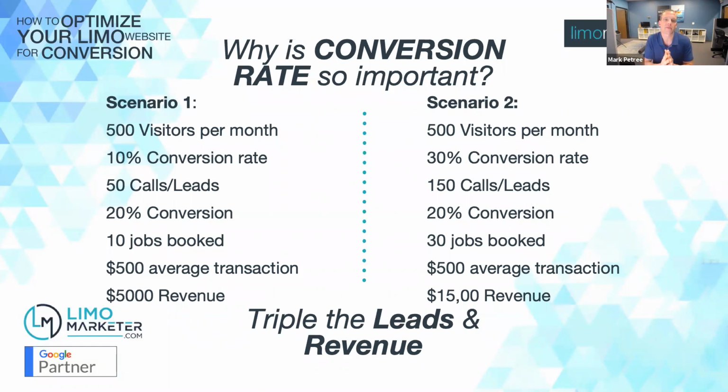If you're getting 500 unique visitors a month to your site at a 10% conversion rate, that means you're getting 50 phone calls, contact forms, or a combination of calls and contact forms a month. Let's pretend that out of those 50 leads, 20% of them book. So you book 10 jobs a month. Really, you start with 500 visitors. From those visitors, 10% turn into leads, and from those leads, 20% convert into sales.